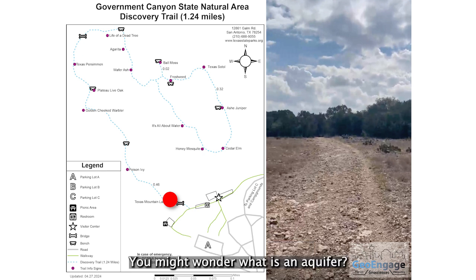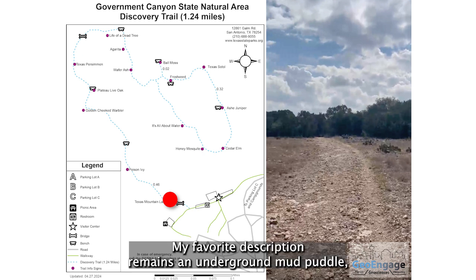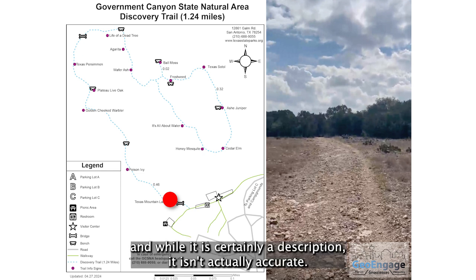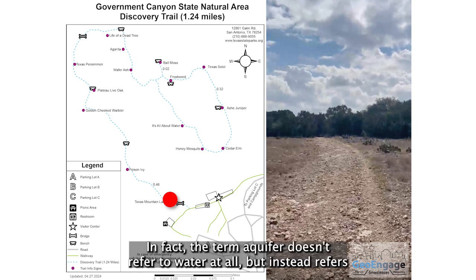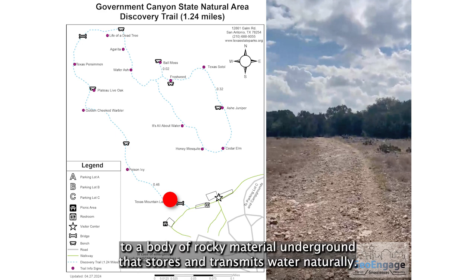Y'all might wonder, what is an aquifer? My favorite description remains an underground mud puddle. And while it is certainly a description, it isn't actually accurate. In fact, the term aquifer doesn't refer to water at all, but instead refers to a body of rocky material underground that stores and transmits water naturally.